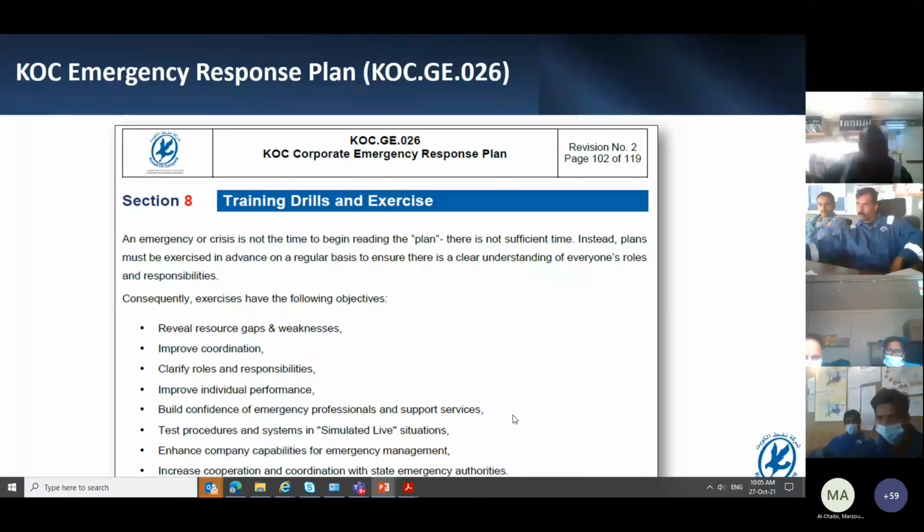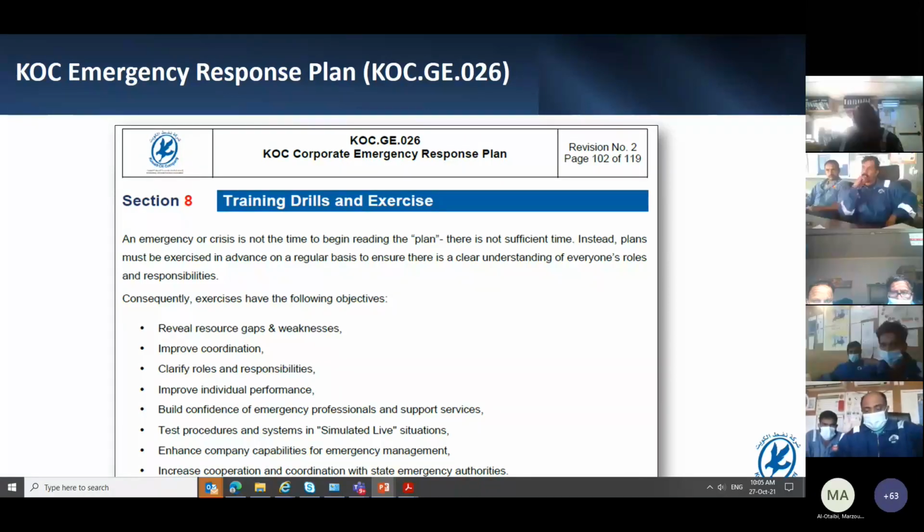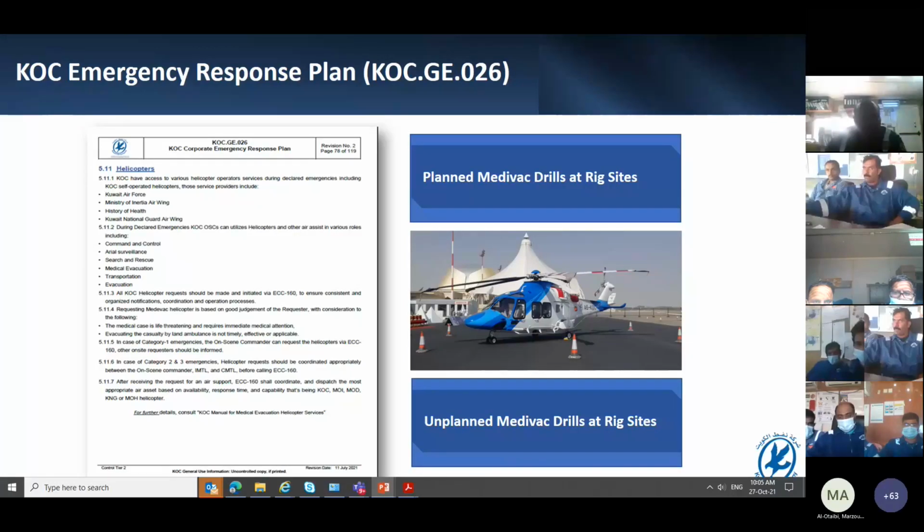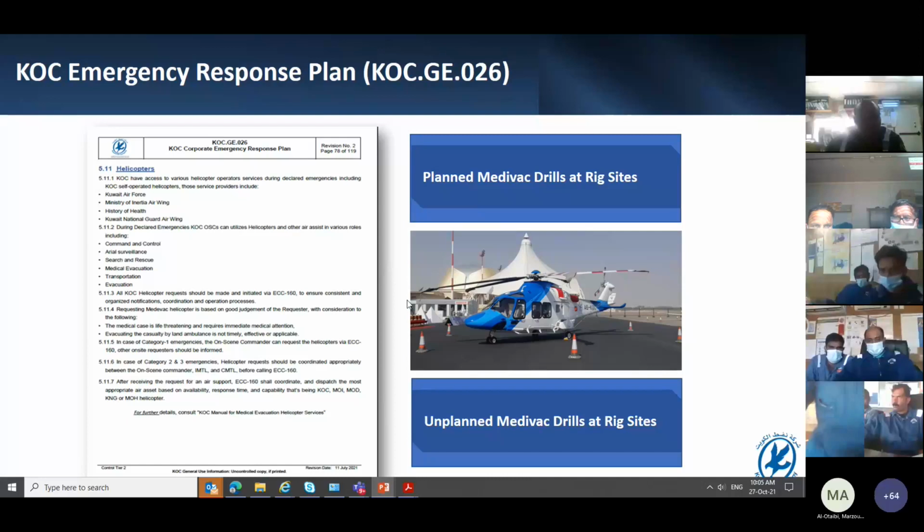The revised procedure emphasizes training, drills and exercises as part of educating all concerned about their roles and responsibilities in terms of emergency response, which promotes safety awareness and shows the organization's commitment to the safety of its workers. One of the important drills considered in the ERP is medical evacuation through helicopters. In addition to 2 KOC helicopters, KOC has arrangements with Kuwait Air Force, Ministry of Interior, Ministry of Health, and Kuwait National Guard helicopters to provide assistance when needed to ensure safe evacuation.